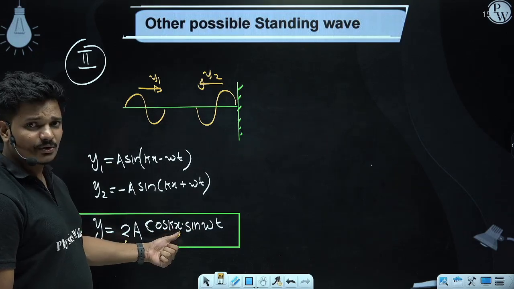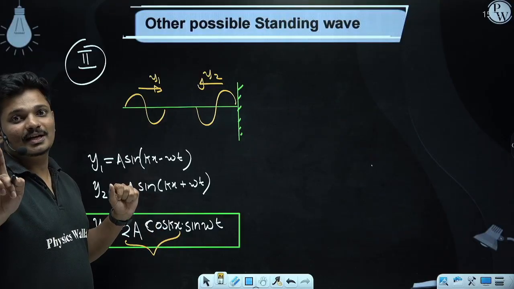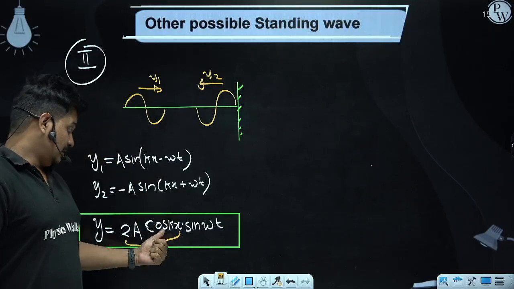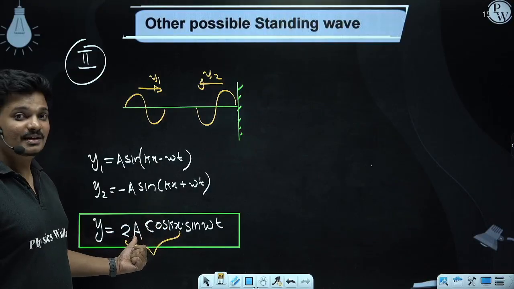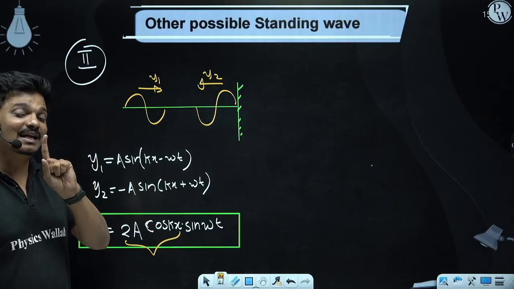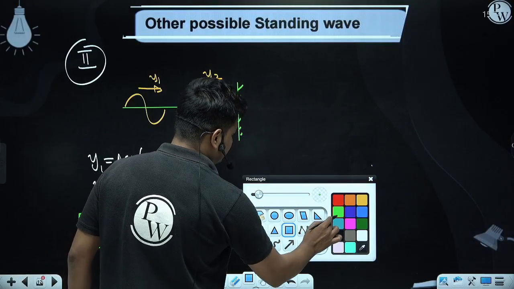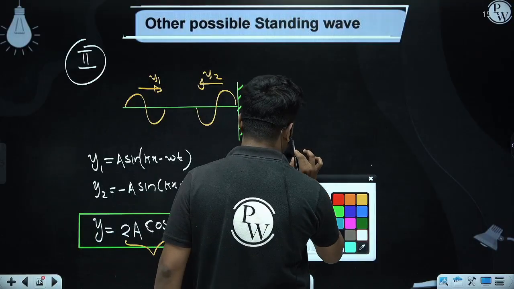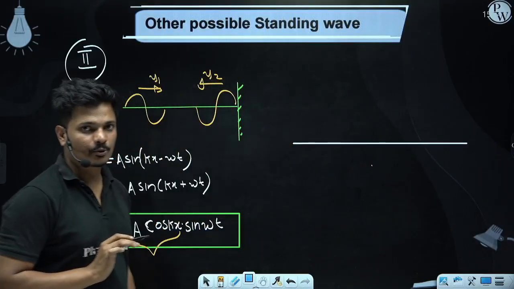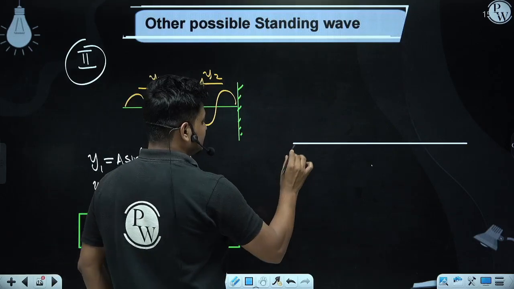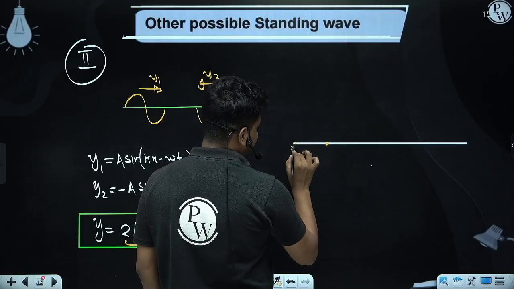So at x equal to 0, what happens? cos kx is 1, so what is the amplitude? 2a. At the beginning point, we get 2a. That means it is an anti-nodal point. Very, very important. So I am going to draw this graph. We know this is an anti-nodal point, and this is the nodal point. This is actually x equal to 0.